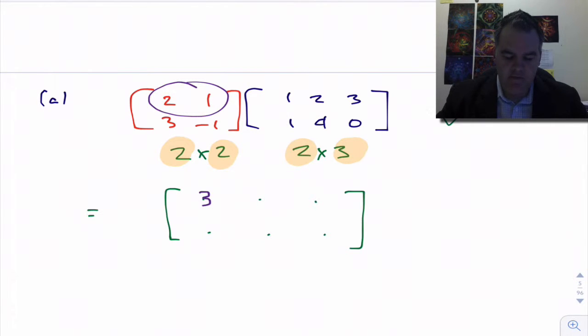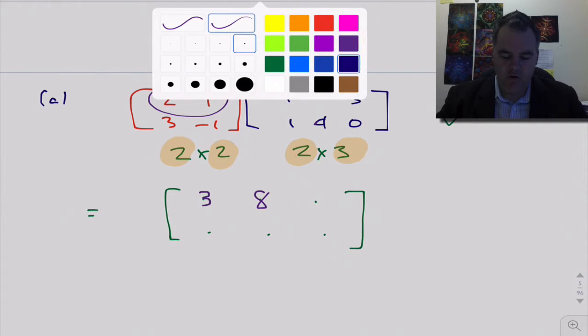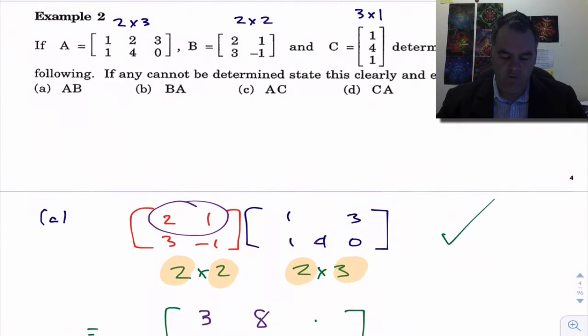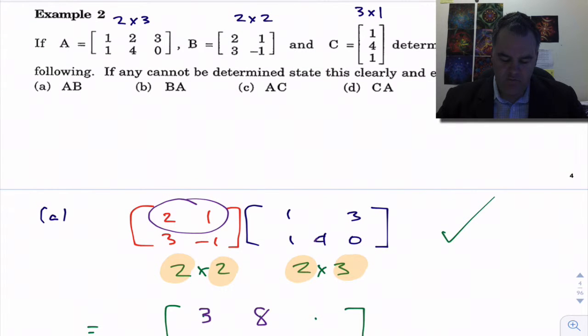You then do the same thing for the second column of the second matrix. We've still got 2 and 1, we move it across to here. We multiply and add. 2 times 2 plus 4 times 1 gives me 8. Okay, you might need to watch that again to make sure that you've got it. So that first row there was 3, 8.